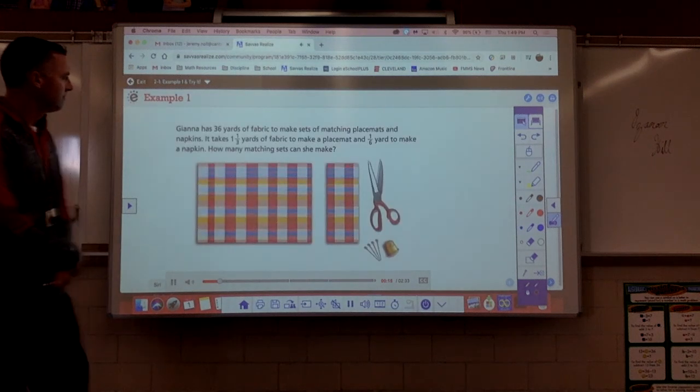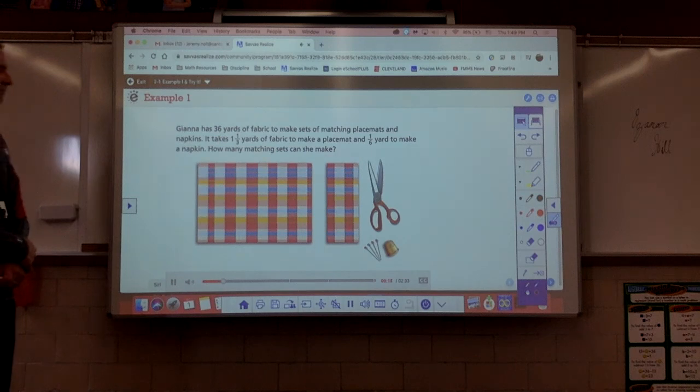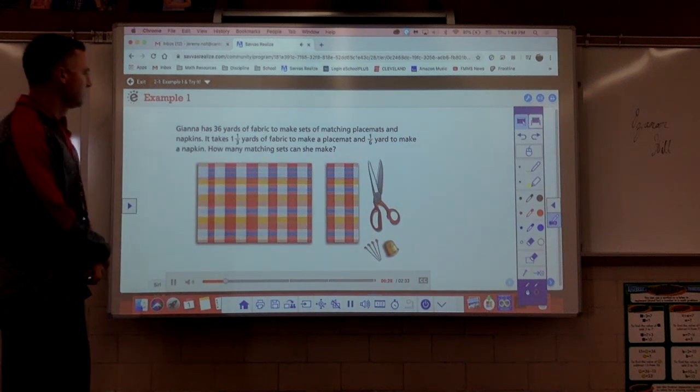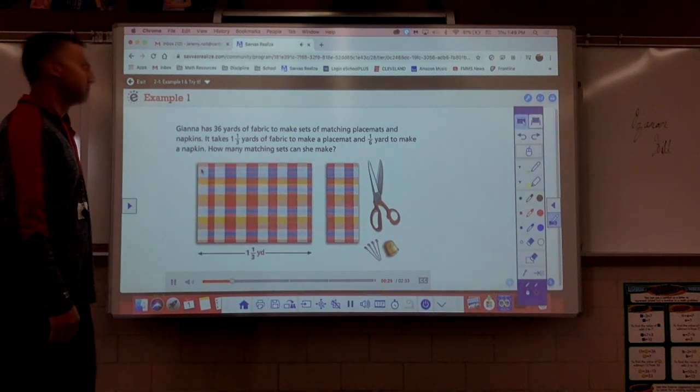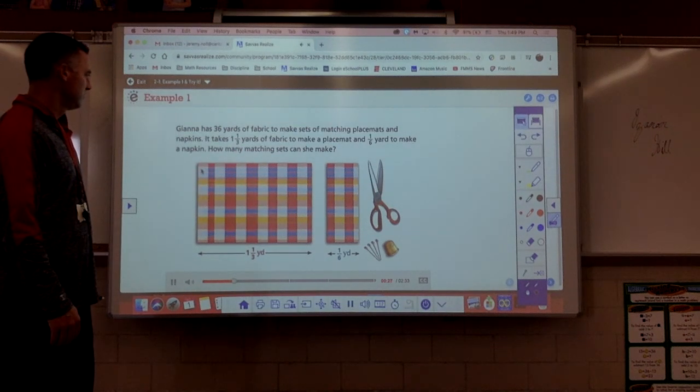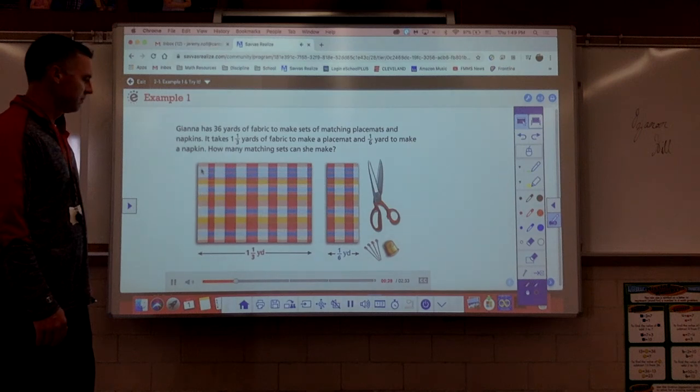Gianna has 36 yards of fabric to make sets of matching placemats and napkins. It takes 1 1/3 yards of fabric to make a placemat, and 1/6 yard to make a napkin. How many matching sets can she make?